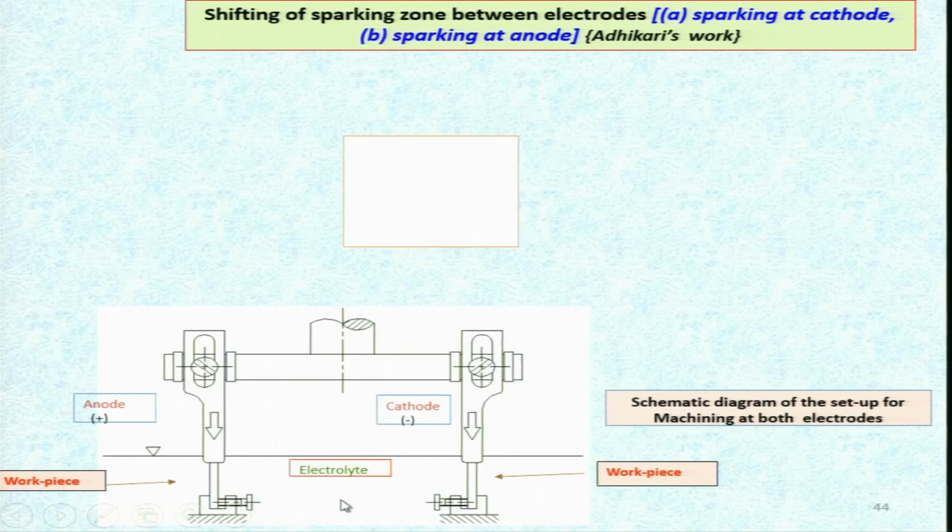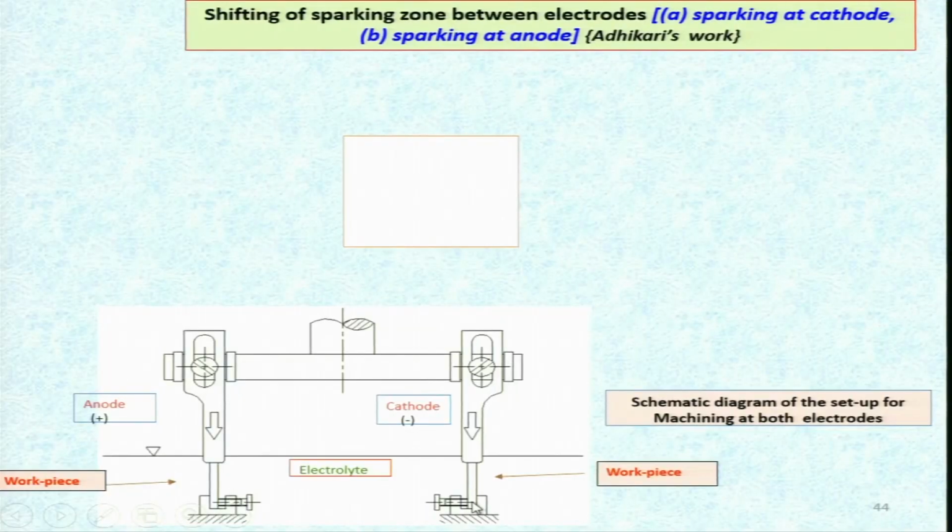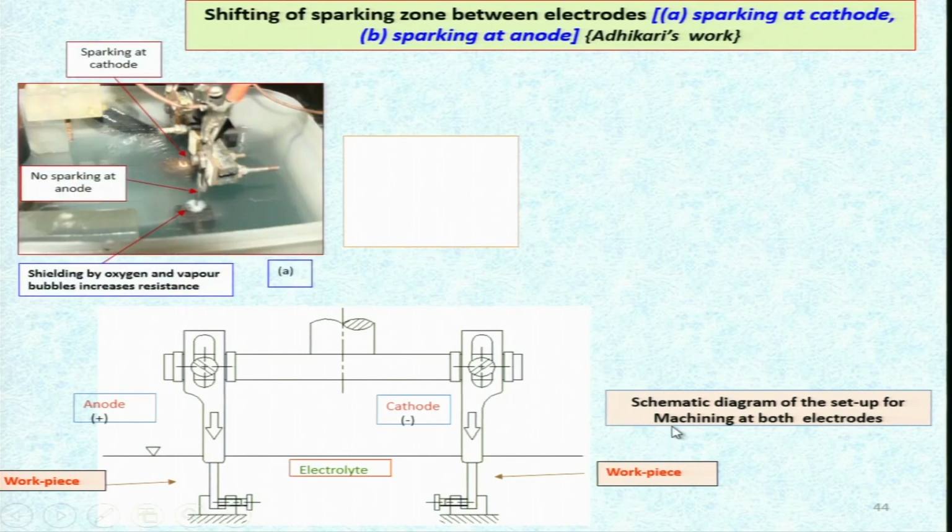Now, here you can see this is the anode and this is the cathode, and both of them are having the workpiece over there, and depending upon the size of the electrode, you will find that sparking is taking place, and sparking may take place at the anode, sparking may take place at the cathode, depending upon the size, because we already know that at cathode hydrogen is evolved, at anode oxygen is evolved, oxygen bubbles are there, and across those bubbles the sparking takes place, as we will see. Now, here you can see the sparking at the cathode is taking place, and at the anode there is no sparking.